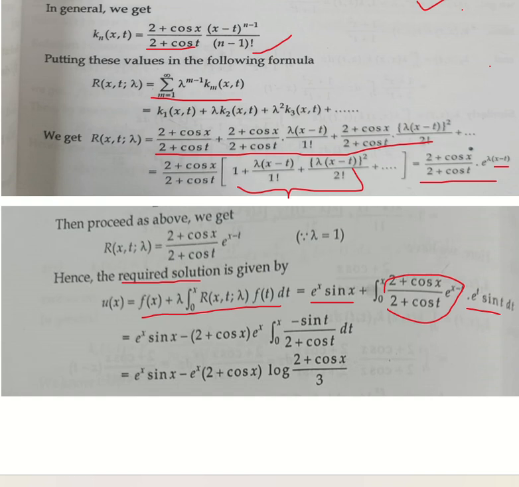Now here you can see e power x sin x I have written as it is. Now here we have e power x minus t and e power t. When you write the exponentials together, it will become x minus t plus t, so this t and this t will cancel. So what is left out? e power x. So we have taken e power x out. Okay. The next thing.